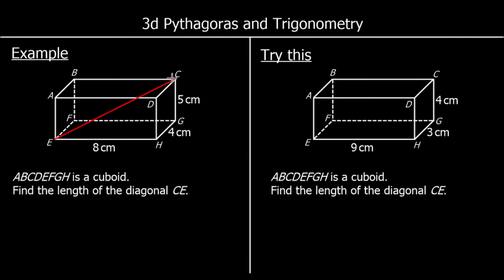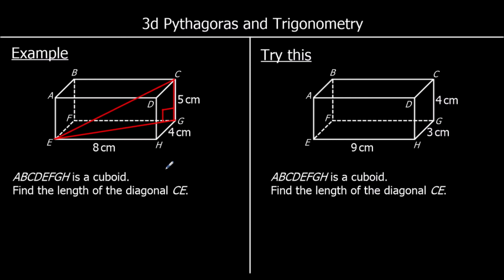So CE, EG, and CG will form a right-angled triangle. So this is a right-angled triangle in the middle of our cuboid. We know the length CG is 5 centimeters. We've been given that, but we haven't been given EG.